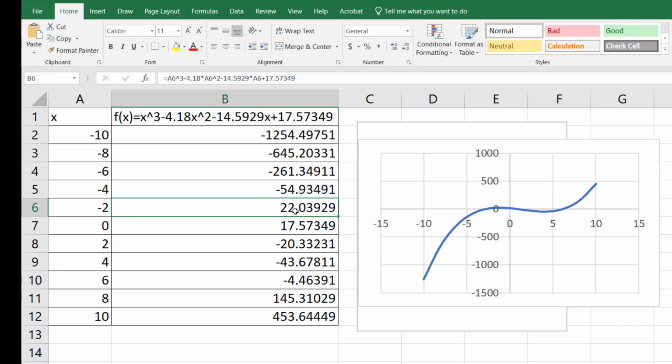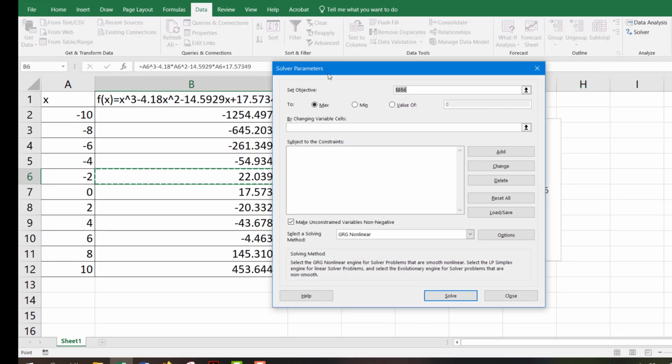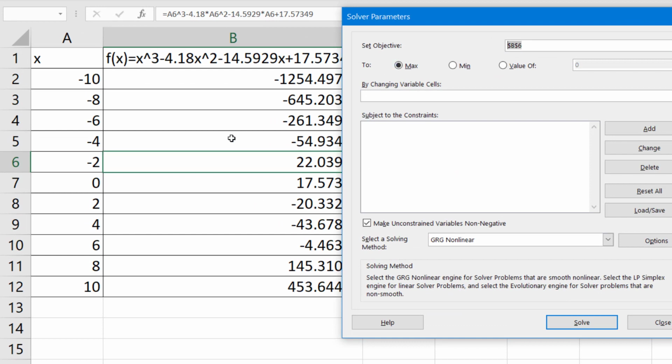I'm going to put my cursor in cell B6, which is near that point where the y value is 0. I go to Data, Solver. I want the set objective cell to be the cell closest to where the y is 0, which is cell B6. I want it to be a value of 0 by changing the x value cell, so cell A6. I am going to uncheck the box that says make unconstrained variables non-negative. I don't want Excel to force the answer to be positive. It's okay for my answer to be negative. In fact, I expect the x value to be negative. And then I hit solve.